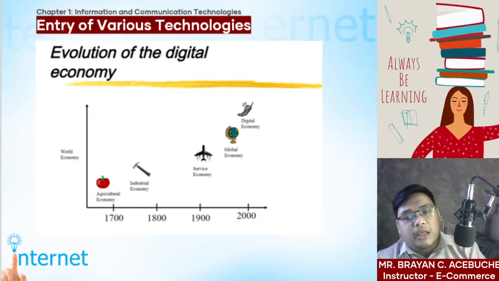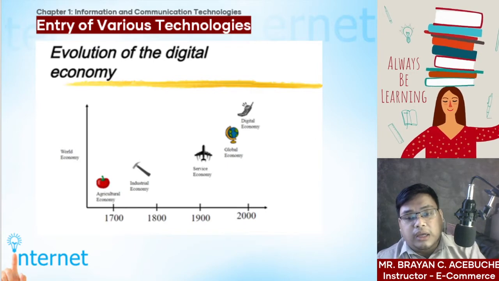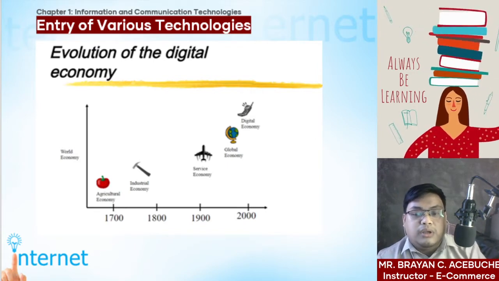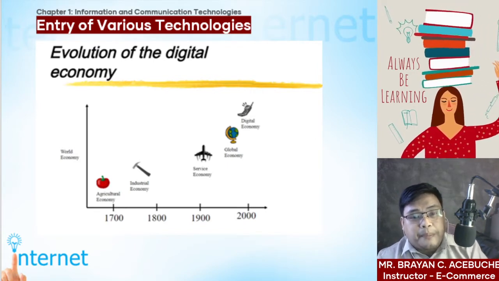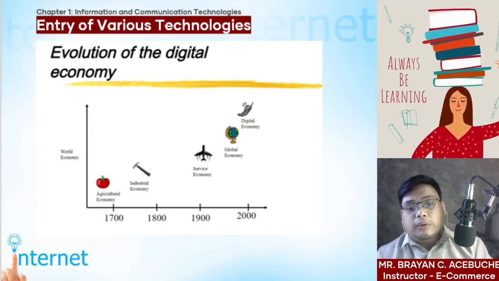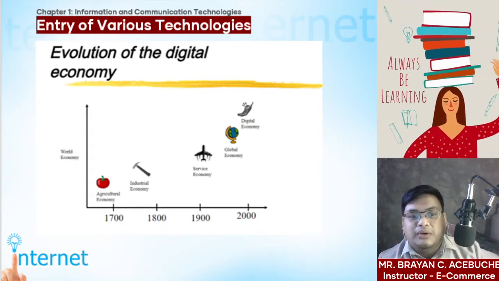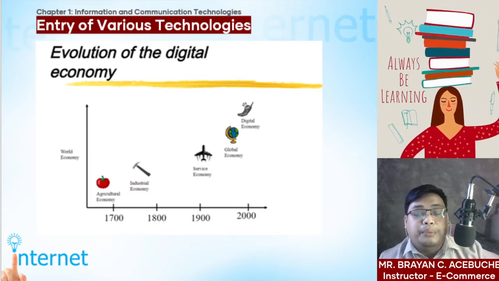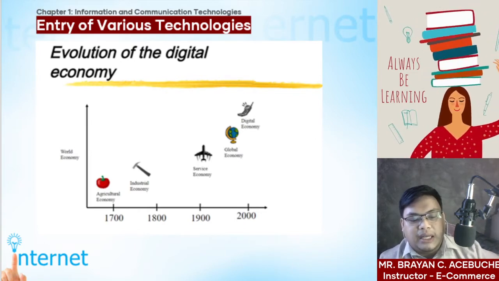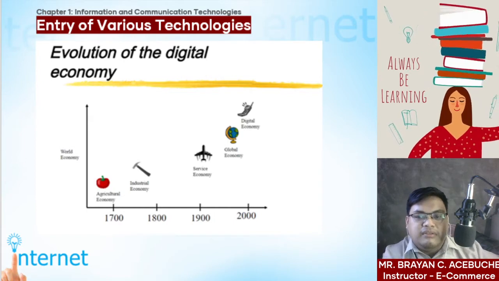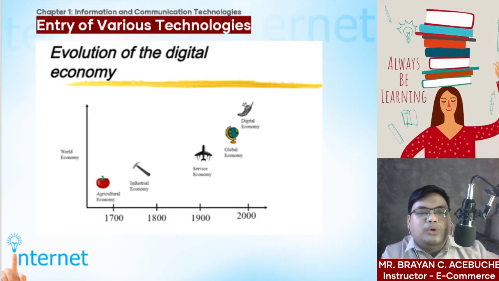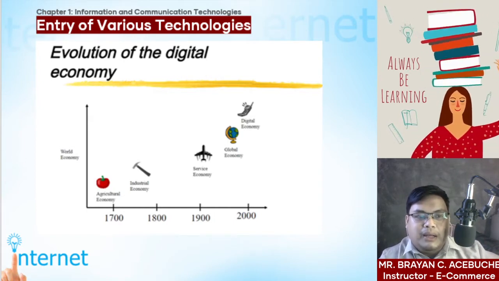Nakikita niyo, global economy and digital economy ay halos magkadikit. It's because ang development or invention ng computer, marami talagang nagbago simula nung nagkaroon ng computer. Kasi mas marami siyang nagagawa, mas napabilis ang mga activities, ang mga proseso, napakaraming nabago.